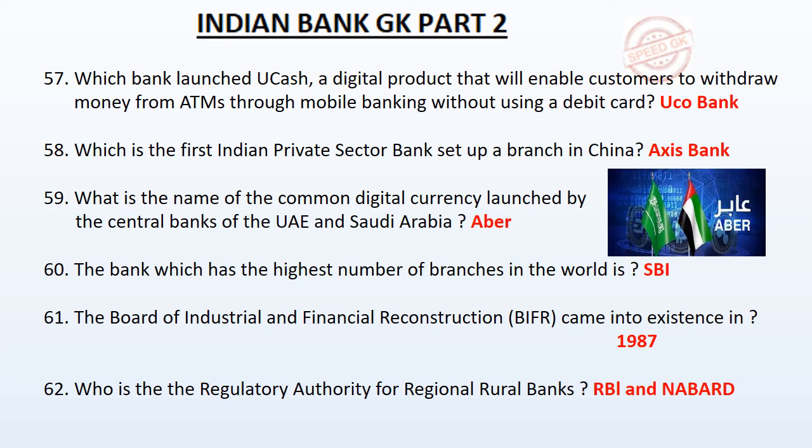Axis Bank. What is the name of the common digital currency launched by the central banks of the UAE and Saudi Arabia? Aber. The bank which has the highest number of branches in the world is SBI. The Board of Industrial and Financial Reconstruction, BIFR, came into existence in 1987.